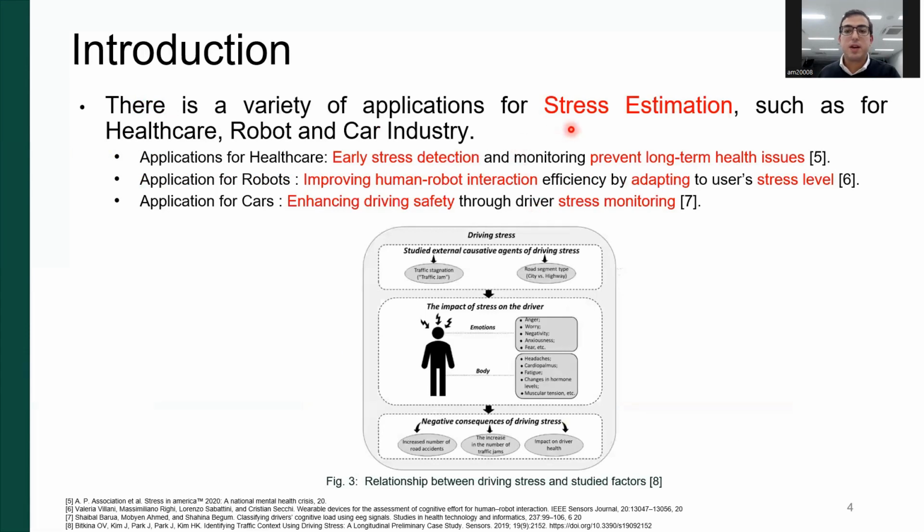Stress estimation has a variety of applications. It can be used in healthcare, as early stress detection and monitoring prevent long-term health issues. For robots, it can improve human-robot interaction by adapting the interaction to the human's stress level. It can also be used in the car industry, as it can enhance driving safety through stress monitoring. We can prevent the negative impacts of driving with stress.